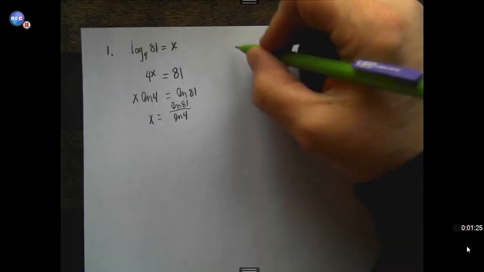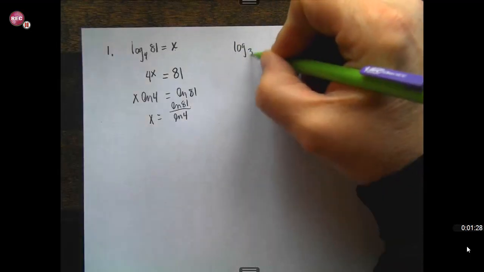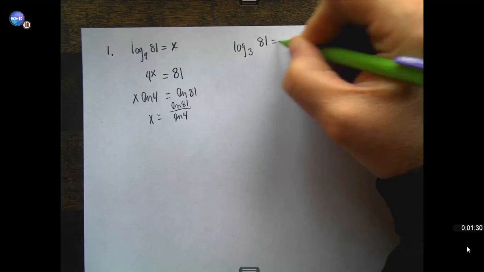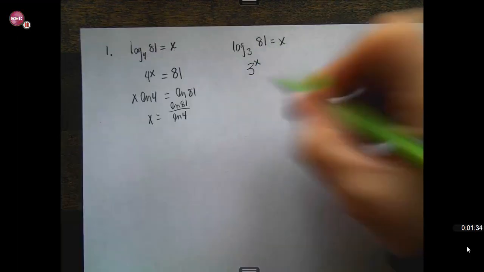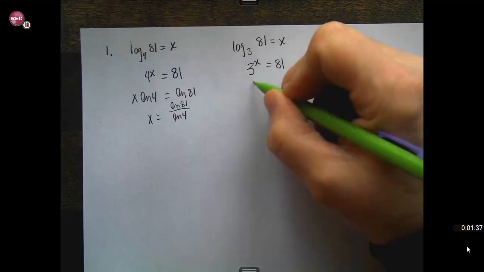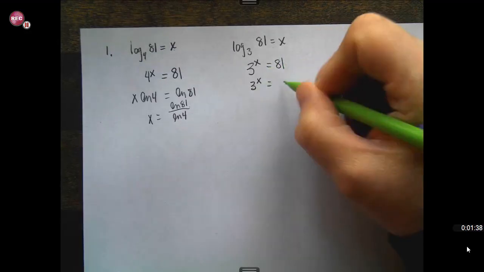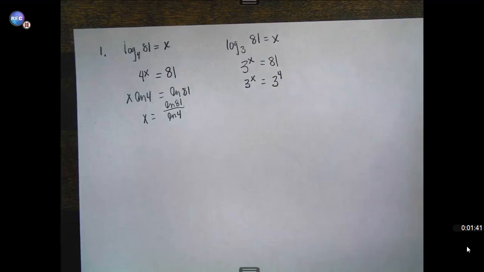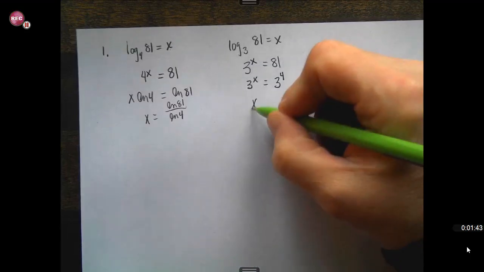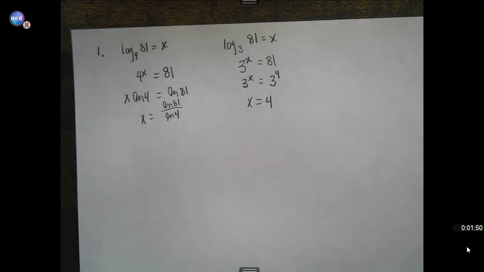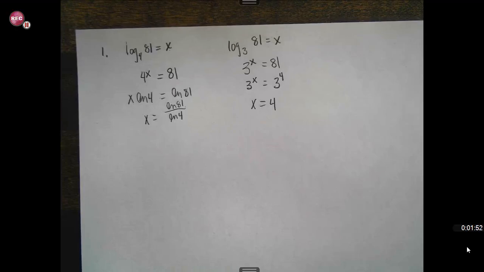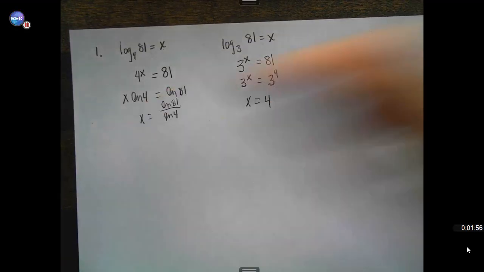If this had been a problem, log to the base 3 of 81 equals x, then that would have been 3 to the x equals 81, and 81 is 3 to the 4th. And so x would equal 4. I think that's probably what I intended to put on there, but did not, obviously. So there's both ways to solve that if it doesn't work.